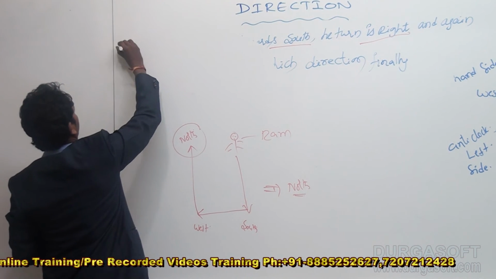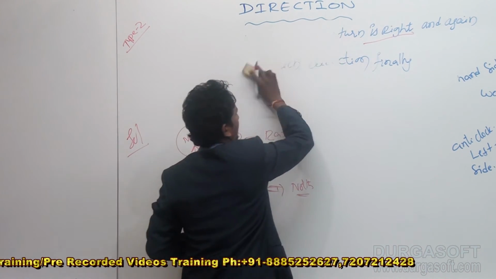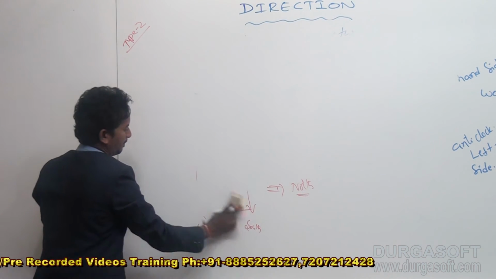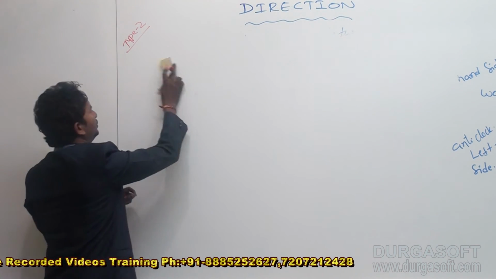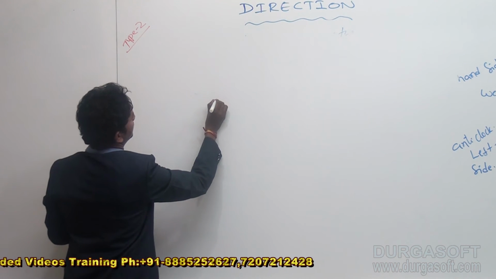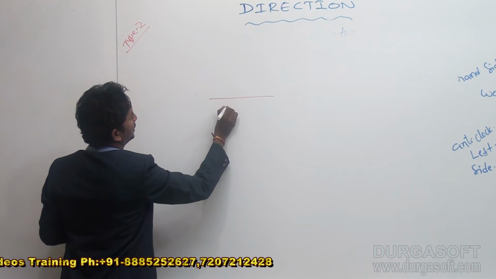Now see type 2. Now we are going to find the shortest distance. So shortest distance, this is the horizontal distance.